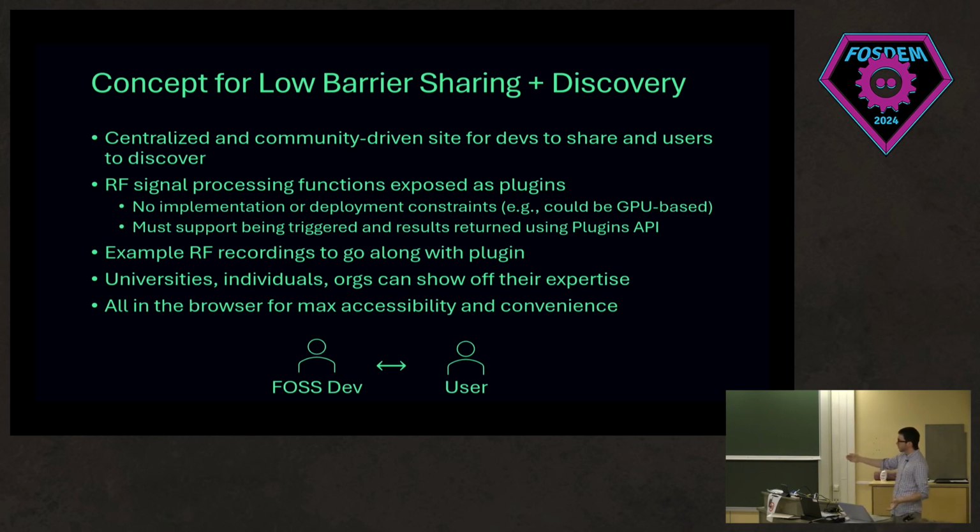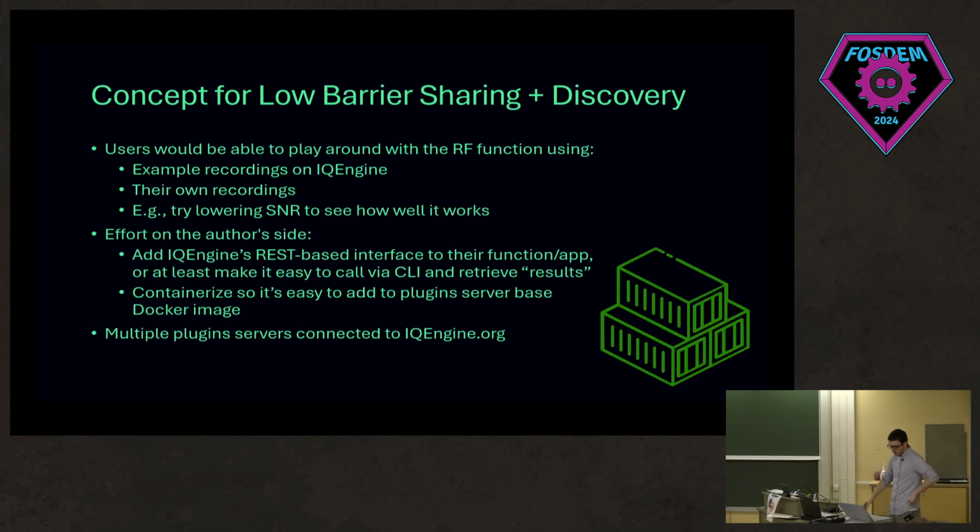Now, this is all in the browser primarily for accessibility's sake. It's not the most performant way to do something like this, but it's extremely convenient. Really, it removes a lot of barriers. So users would be able to play around with a certain function using a variety of recordings. And it's more than just using recordings. In the future, maybe there's a way to lower the SNR, like add noise, and see if it still works, or whatnot. Add a frequency shift, see if the RF function still works.